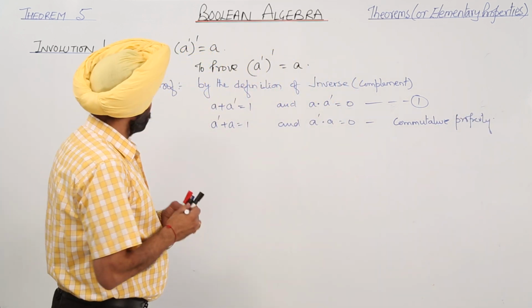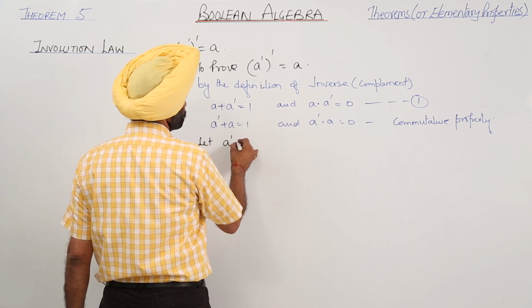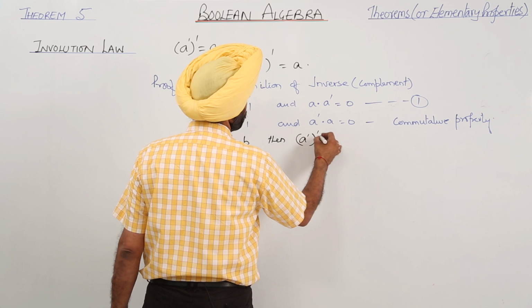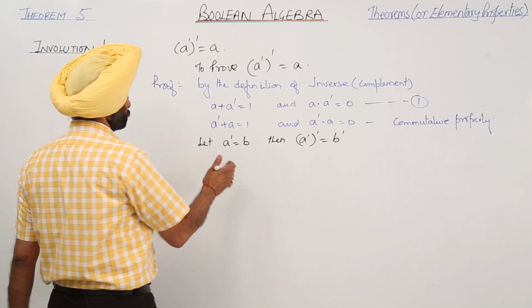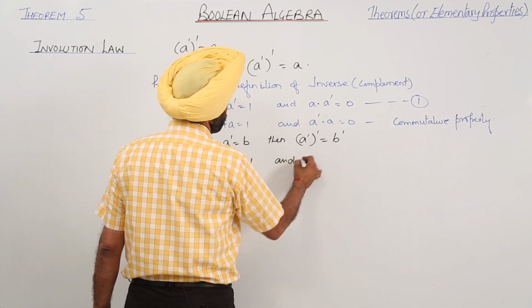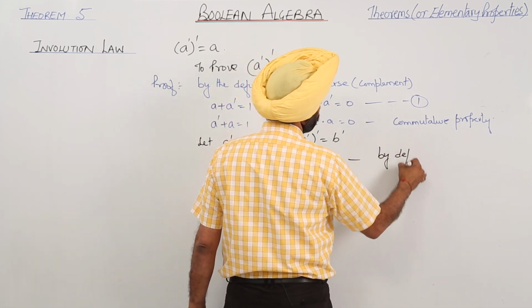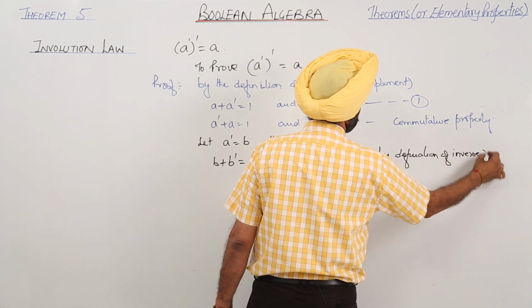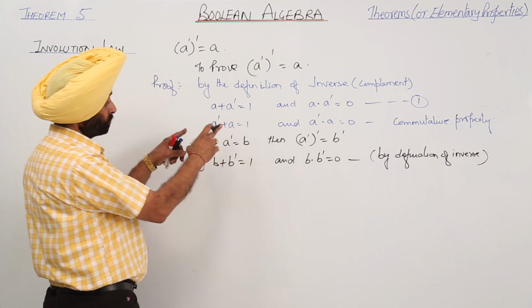Now let us suppose that A inverse is equal to B, then inverse of A inverse is equal to B inverse. Now again we are having B plus B inverse is equal to 1 and B dot B inverse is equal to 0, by definition of inverse. So now just putting the values of this part in the first equation.